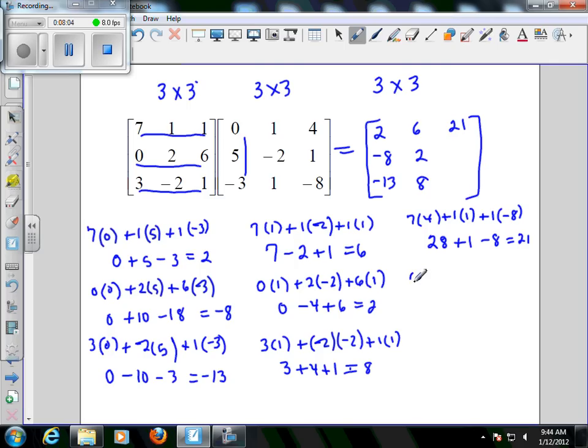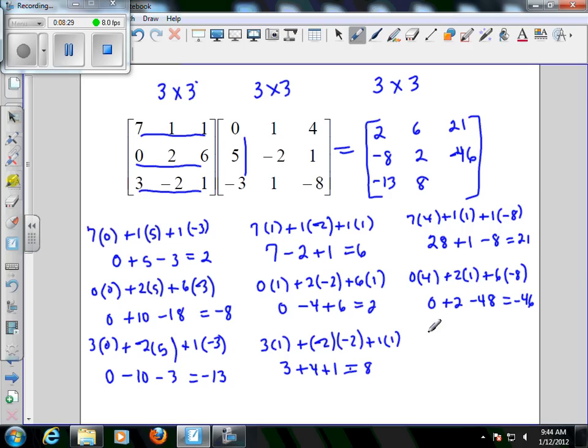Next, 0 times 4 plus 2 times 1 plus 6 times negative 8. So we have 0 plus 2 minus 48 gives us negative 46. Second entry in the last column.